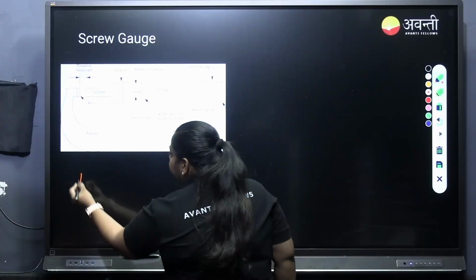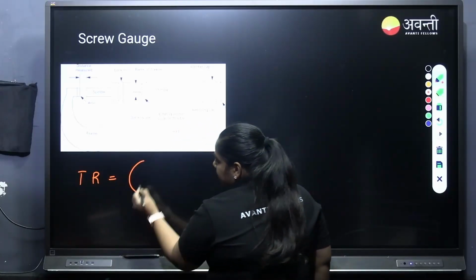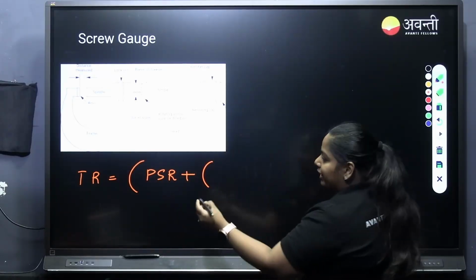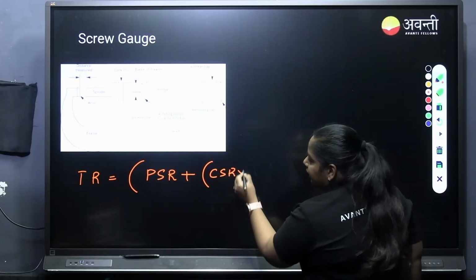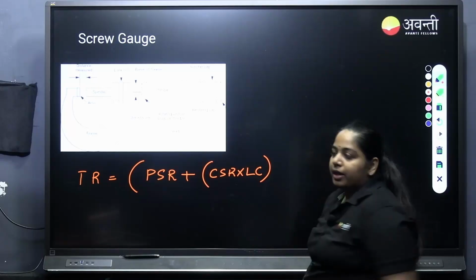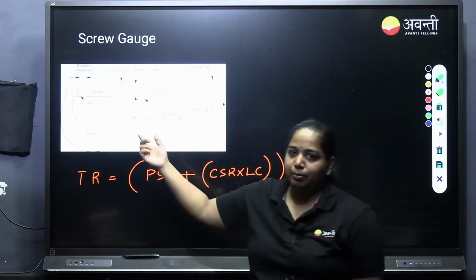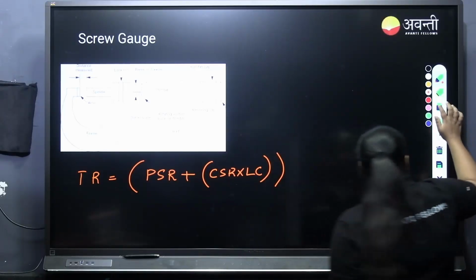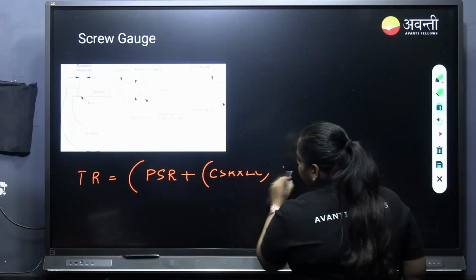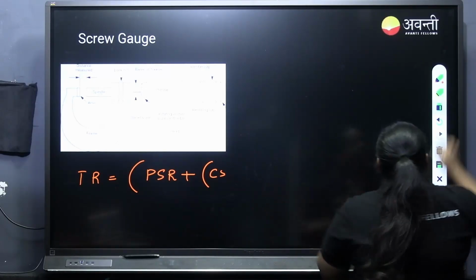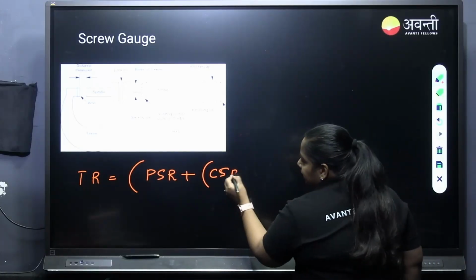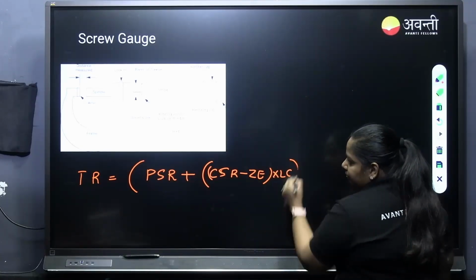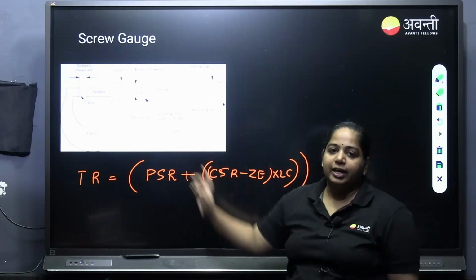So the total reading equation is the same, that is, instead of main scale, pitch scale reading, plus instead of vernier scale, circular scale reading into LC. If in the screw gauge a 0 error is coming, that we have to subtract from the circular scale reading. Sometimes there will be error in the screw gauge, so we have to subtract it from the circular scale. So CSR minus 0 error into LC will come. So this is the total reading in a screw gauge.